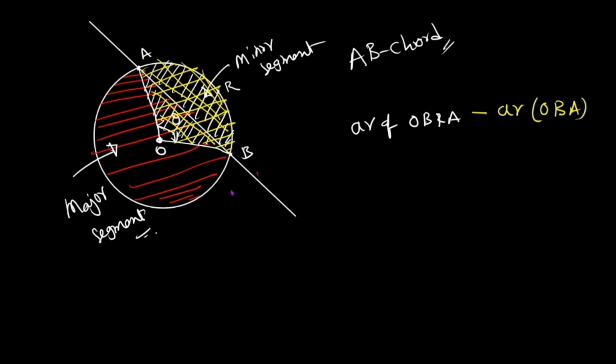Then how do you get the major segment area? Pi r square is the total area of the circle, and if you subtract this minor segment area, we will get the major segment area. That way simply we can do it. Okay. So we will do a couple of example problems so that you'll understand these problems very easily.